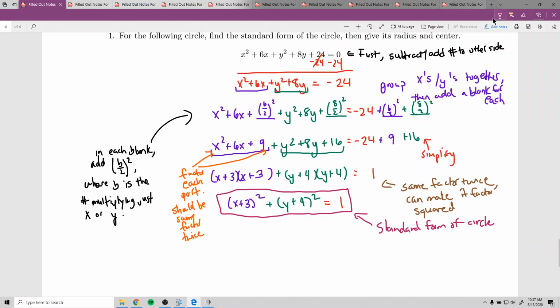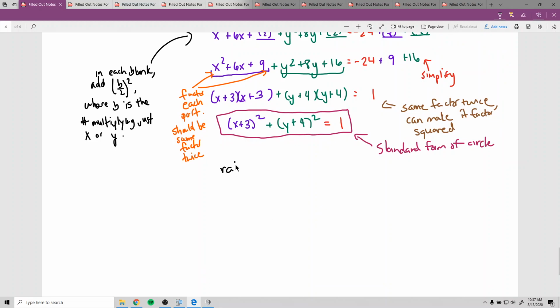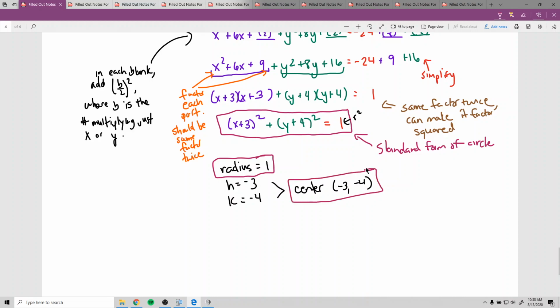Right. Now that's most of the work because we already know how to do the other parts from before. What's the radius and what's the center? Well, the radius is 1 because this is r squared. H is -3, it's x minus h squared is our formula, and k is -4 because it's y minus k. And so these two make the center -3, -4. Right, so you do have 3 parts to the problem. You have to give the standard form and the center and the radius.